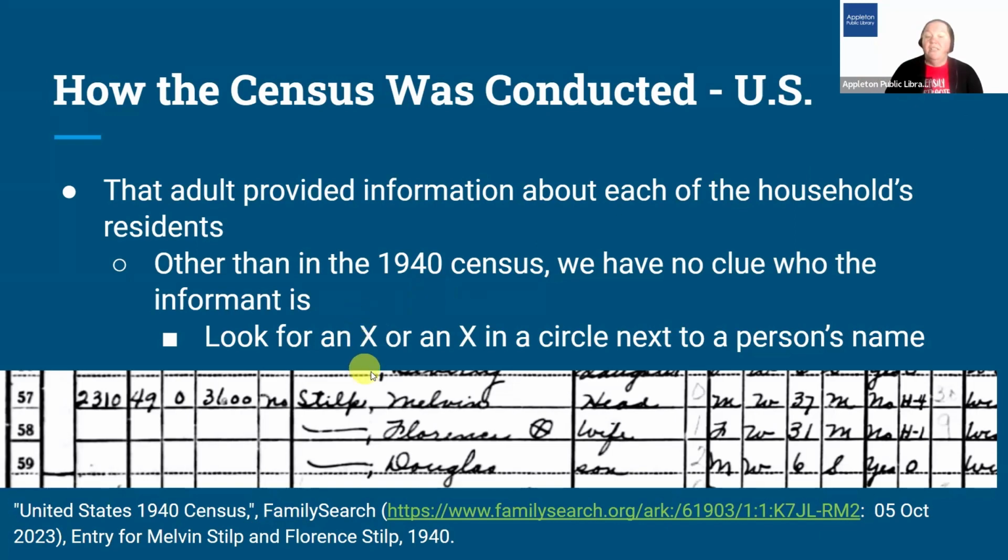In the 1940 census, you want to look for this X with a circle, or sometimes it's just an X if the census taker was a little sloppy. But you can see right here in this snapshot of the 1940 census, I know my great-grandma Florence was the one providing the information about everybody in the household. So based off that information she's providing, I know that it's probably pretty accurate. And hopefully she would know information about her husband and her son that would be pretty accurate as well.